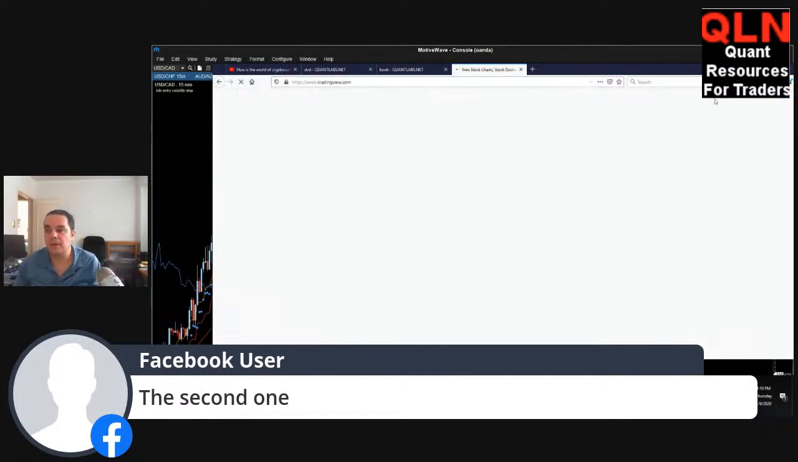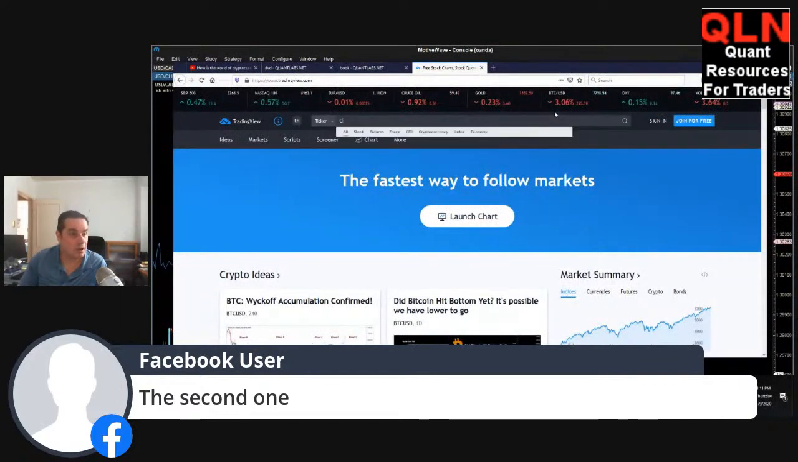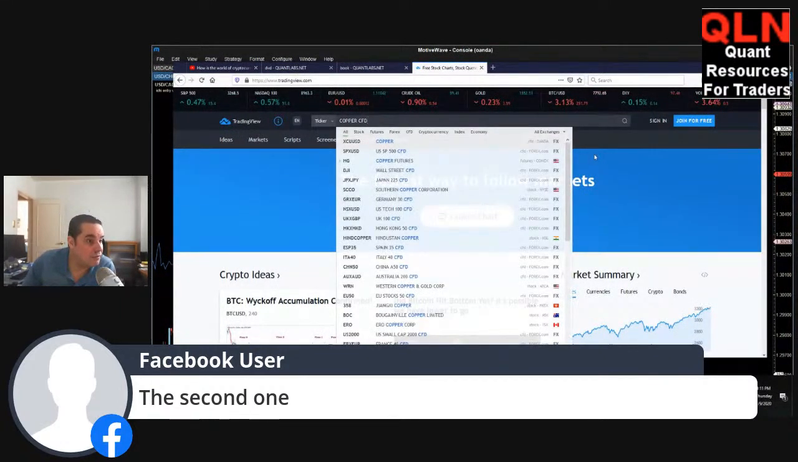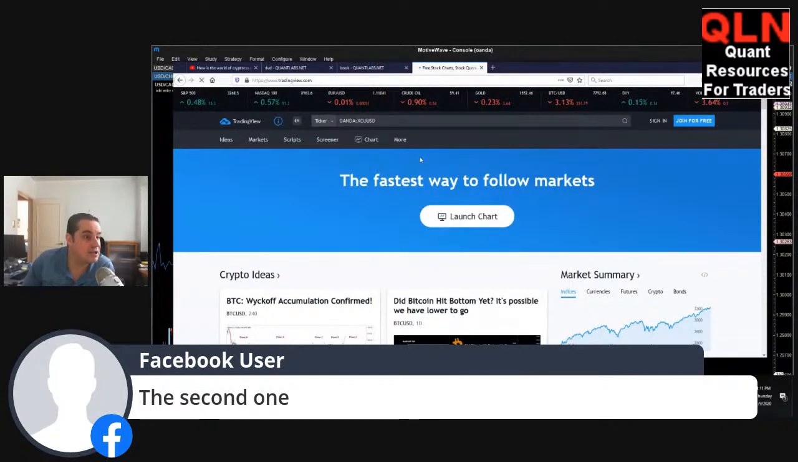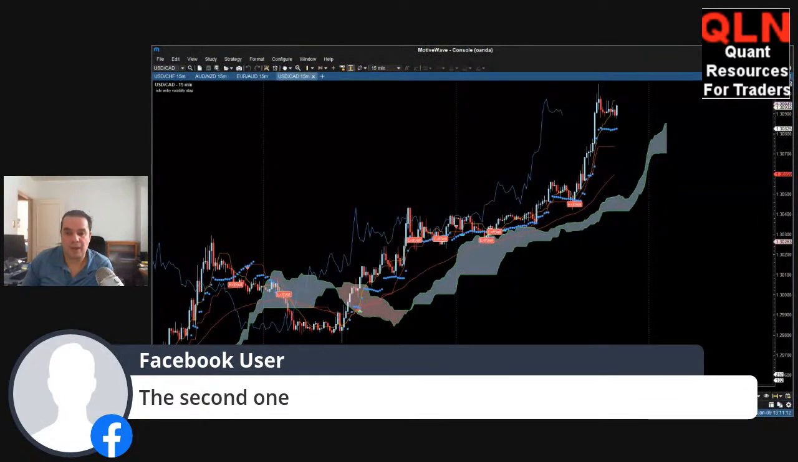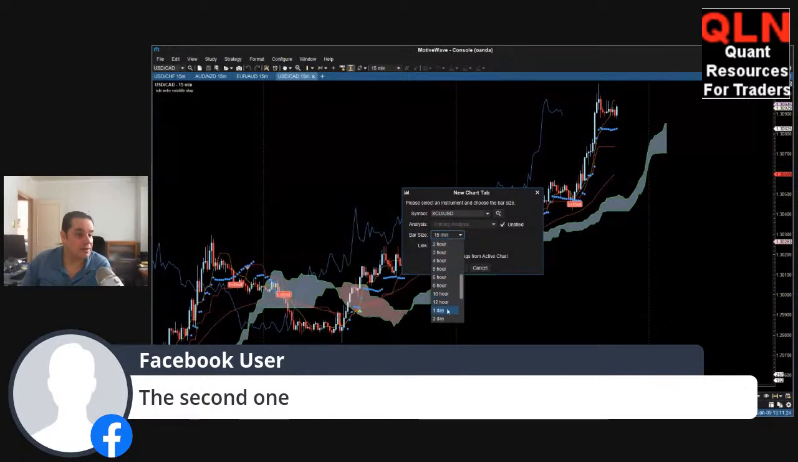Okay. So if anybody out there knows TradingView, the copper CFD. Let's see here if we have one. So there it is, XCU USD. Okay, cool. XCU. So we're going to do XCU USD. And I'm going to assume a daily again. Okay, where's our daily? Boom.